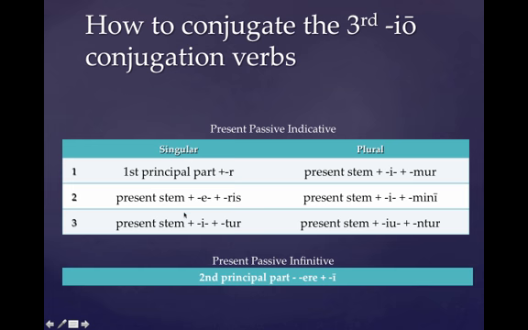Third singular, first, second plural is present stem plus I plus the endings. Third person plural is present stem plus IU plus the ending. And then the third conjugation, 3rd-io, forms its present passive infinitive the same way as the third conjugation in general, which is the second principal part minus ERE, that being replaced with the I.